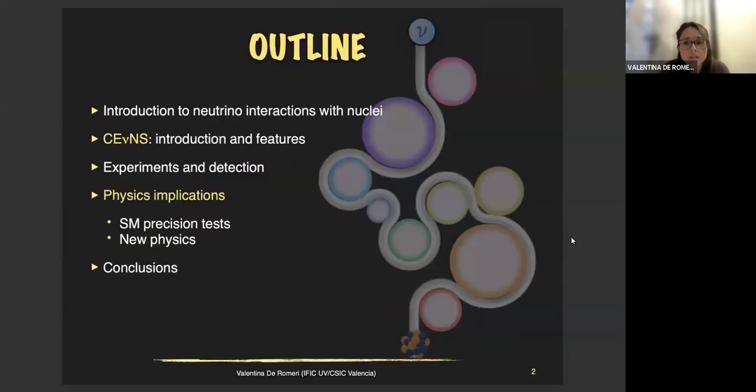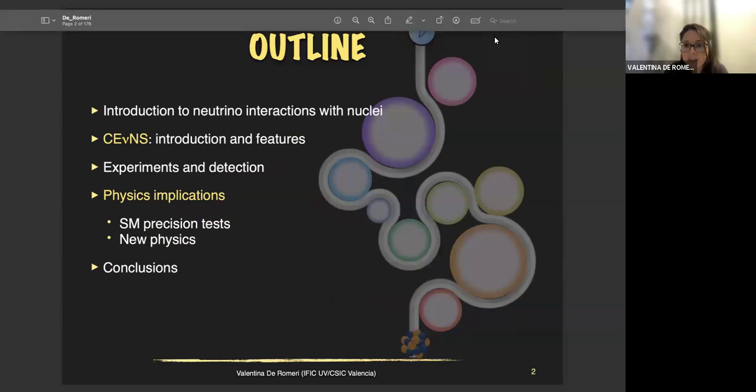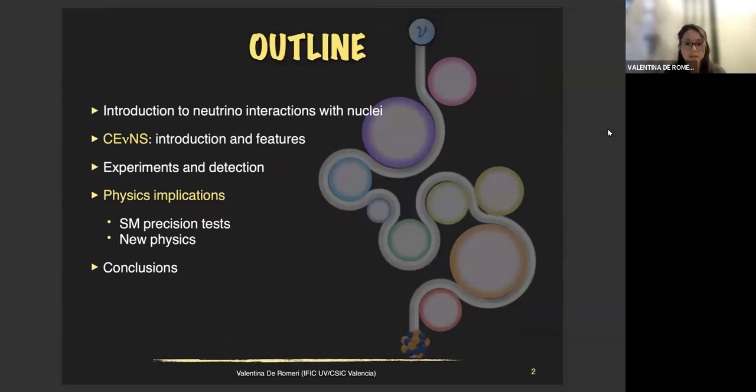So this is the outline of the talk, and I will start with a very brief introduction concerning neutrino interactions with nuclei, and then I will discuss the process that is the main topic of this seminar, which is CEvNS. I will discuss its main features, and then I will also comment about which experiments are capable of detecting CEvNS and have actually already observed this process.